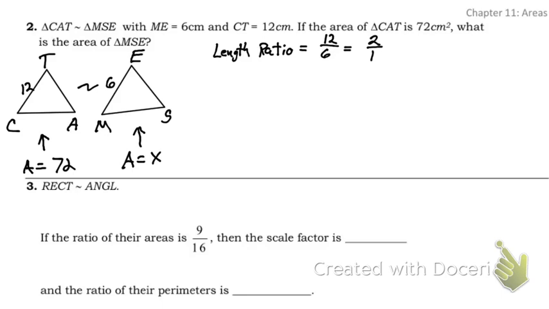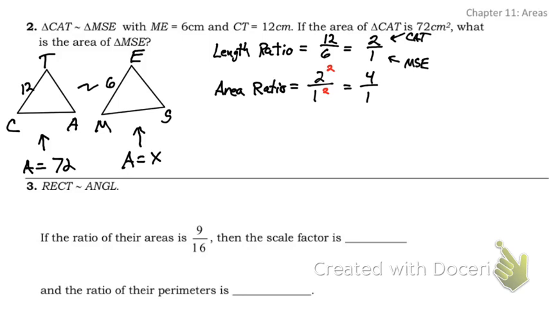Remember, we did CAT over MOUSE. So maybe I'll mark that this is CAT, and this is our MSE. All right, my length ratio is 2 over 1. What is my area ratio then? If my length ratio is 2 over 1, what is my area ratio? Yes? 4 over 1. It would become 4 over 1 because we square the top and bottom. So it would be 2 squared over 1 squared. 2 squared is 4, 1 squared is 1. That is my area ratio, where I have CAT over MOUSE.